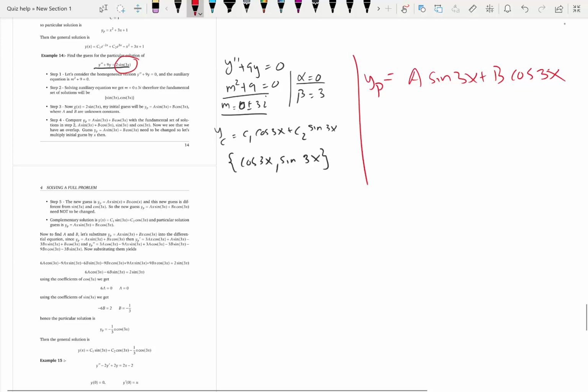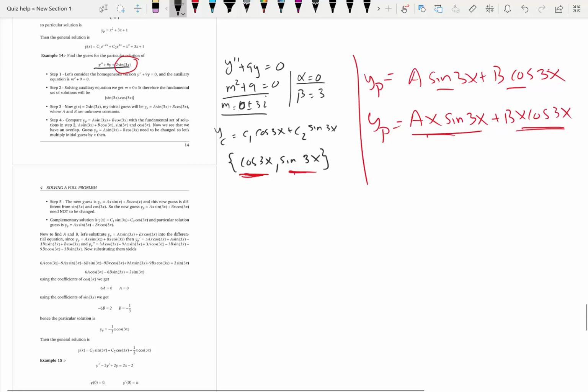Now do we have overlap? Definitely yes, right? We have sine 3x and cosine 3x in both. So we change our initial guess by multiplying by x, both parts, because both parts are overlapped. We have to multiply the whole thing because everything is overlapped. So a x sine 3x plus b x cosine 3x. Good. Now do we have overlap? No, right? Here we have just cosine 3x, here we have x cosine 3x. Here we have just sine 3x, but here we have x times sine 3x. So no overlap. Good.